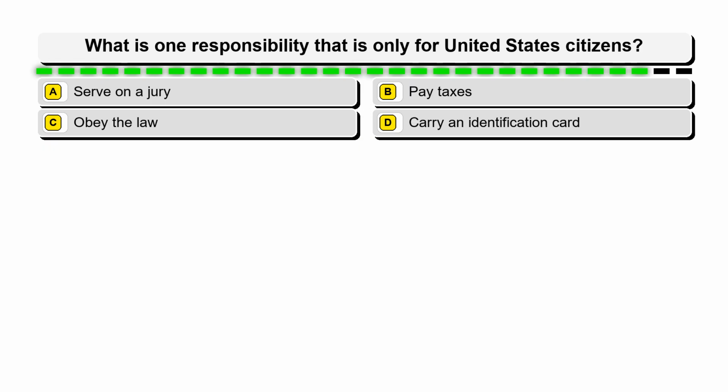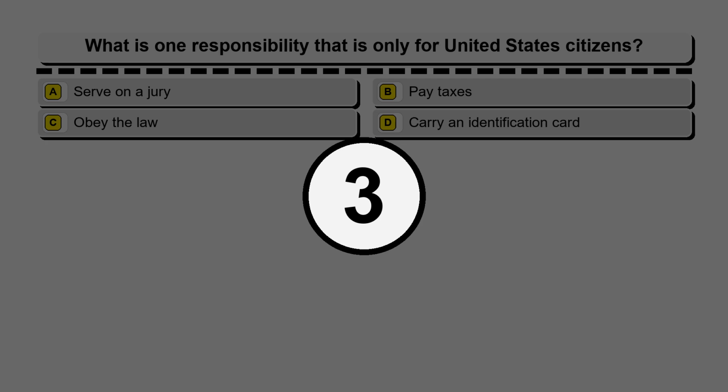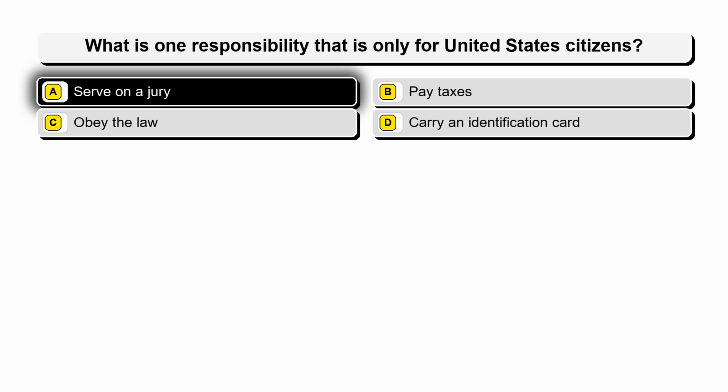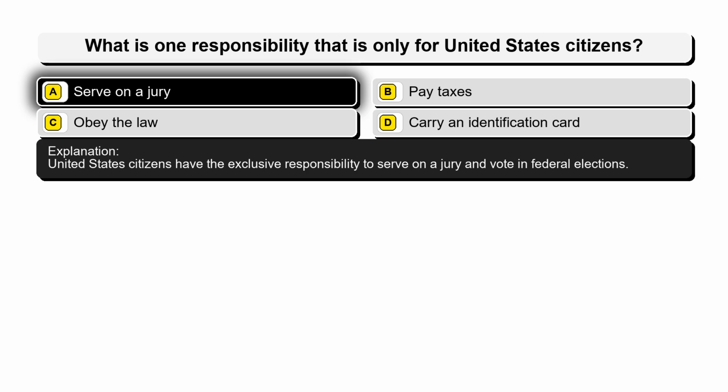Question 96. What is one responsibility that is only for United States citizens? Option A, serve on a jury. Option B, pay taxes. Option C, obey the law. Option D, carry an identification card. The correct answer is option A, serve on a jury. United States citizens have the exclusive responsibility to serve on a jury and vote in federal elections.